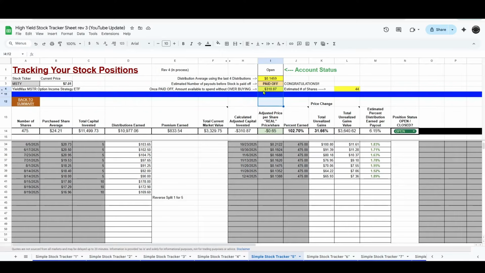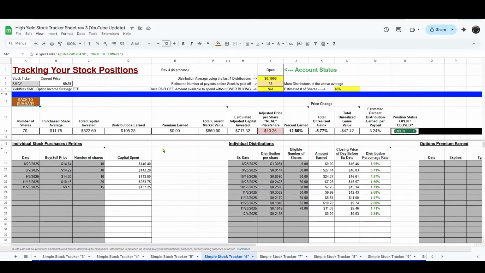But currently, I am making money, right? I am $310 over what I actually put into MSTY. I have earned back $310 more than I actually invested. And that's basically what that means. So that's why I say this one is paid off, because YieldMax has paid me back the cost of all of my shares and then some. And it looks like PLTY won't be long before it's going to be in this same category.